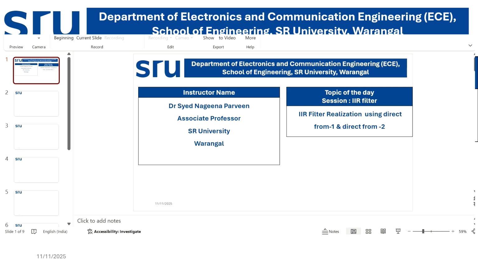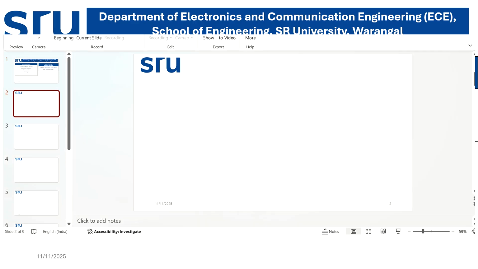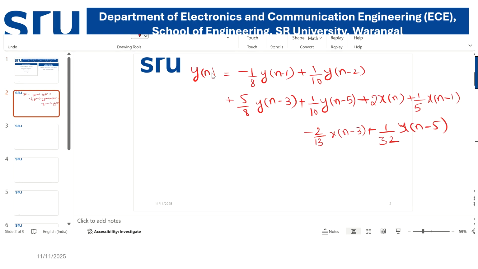Realize the given difference equation. For this given difference equation, we have to realize the circuit using direct form 1 as well as the direct form 2 structures. So these two structures have to be realized in order to realize our given difference equation in the circuit formation.